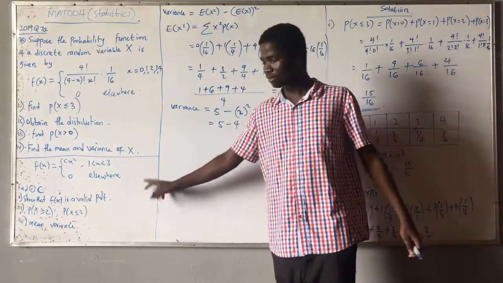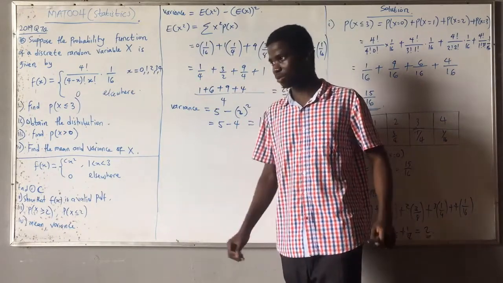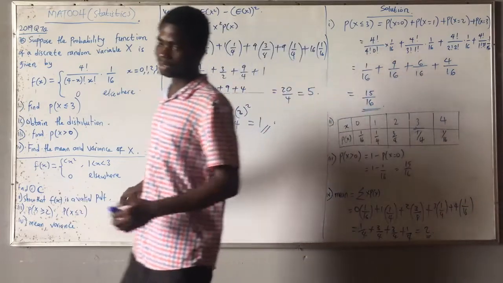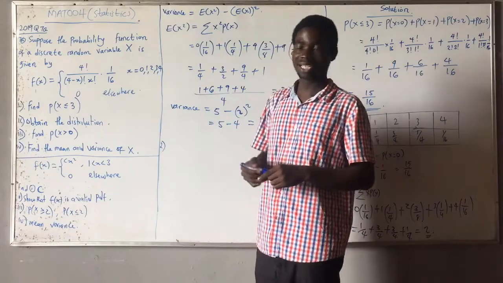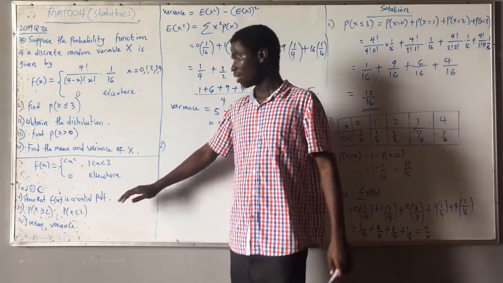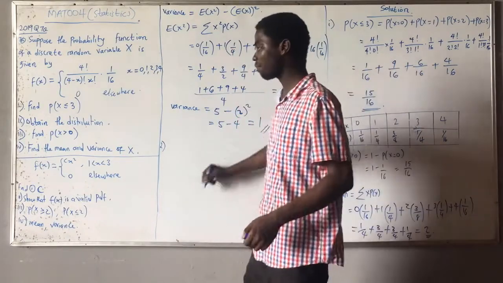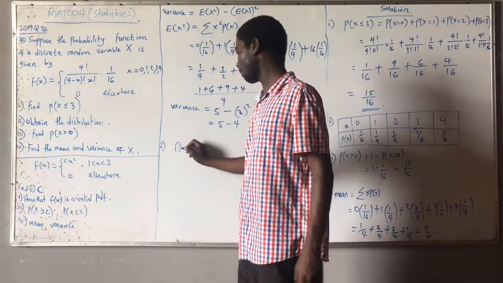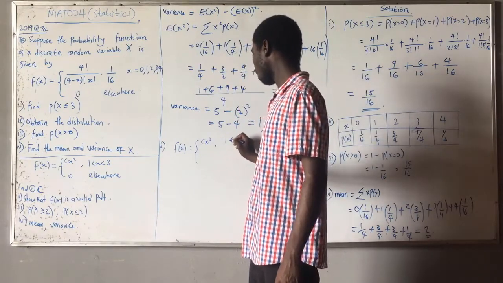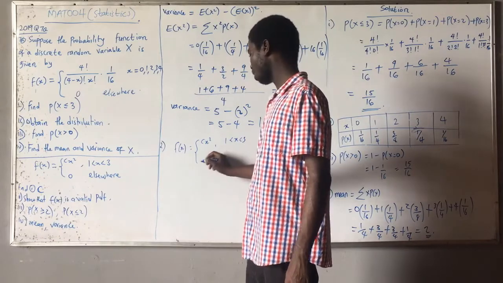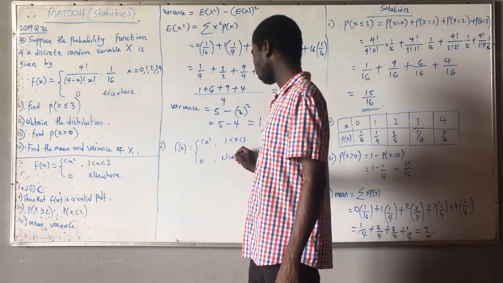So let me quickly solve this one so that you can see again as well. This is not from your past question, but I just want to give you an example of a continuous random variable. So you have f of s equal to c s squared, where 1 is less than s less than 3, and 0 elsewhere.